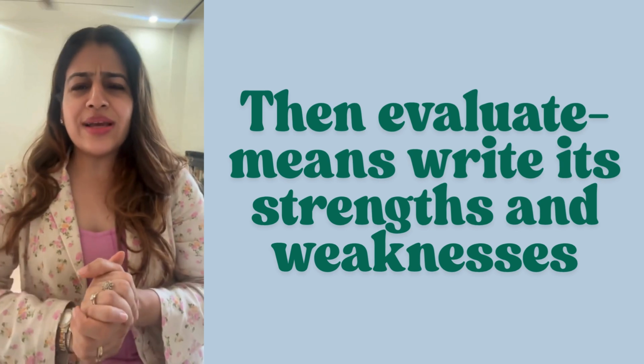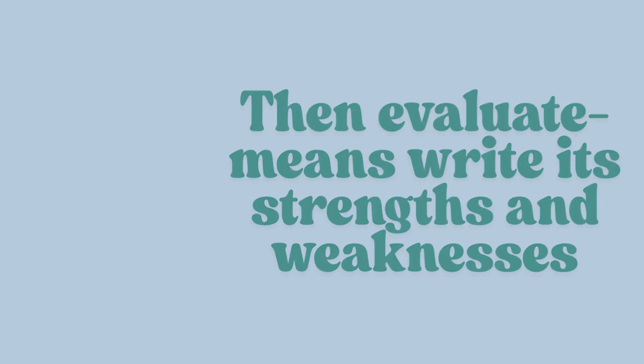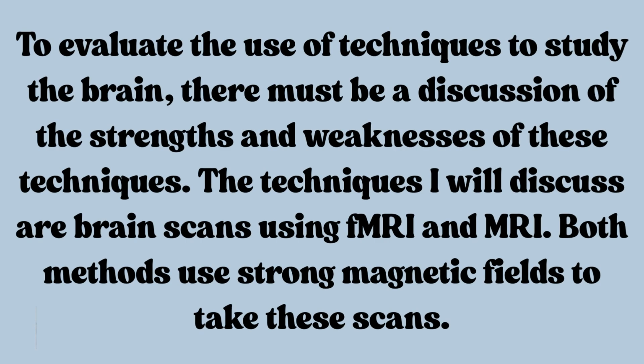So let's start writing. It's almost a ready-made answer, and here it goes. The first is the introduction part. I write the first paragraph and it goes like this. To evaluate the use of techniques to study the brain, there must be a discussion of the strengths and weaknesses of these techniques. The techniques I will discuss are brain scans using fMRI and MRI. Both methods use strong magnetic fields to take these scans. So here I have written an introduction that I'll be using imaging techniques like fMRI and MRI, and these are important to the study of brain and behavior.